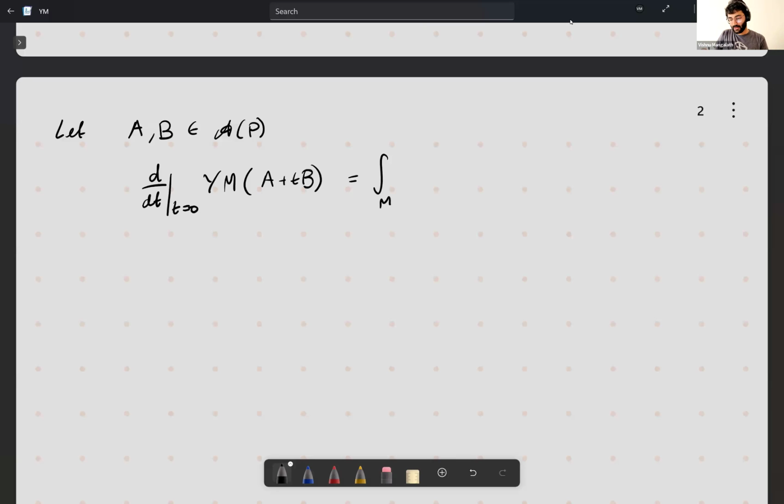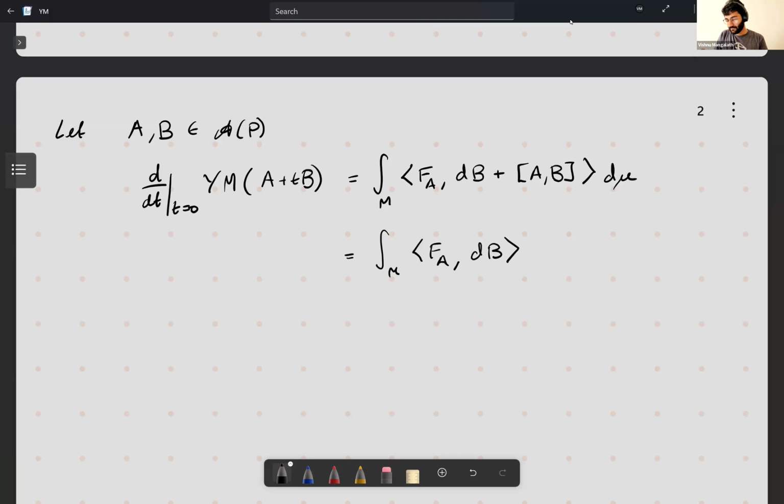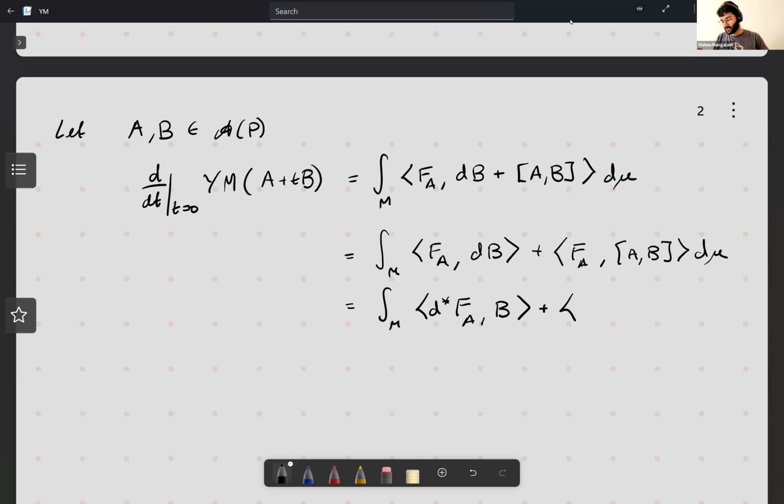And that gives me the integral over M of F_A comma, this time we get dB plus [A, B]. So we can write that down as F_A, dB plus F_A, [A, B]. Here we can move this d to the other side and replace it with the codifferential. And here we can use a property of this trace that allows me to move this bracket to the F and the A. So I get this.